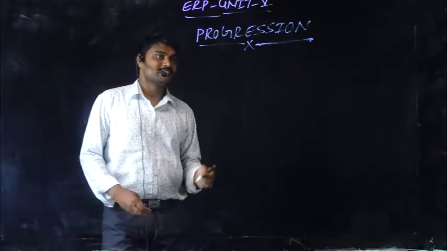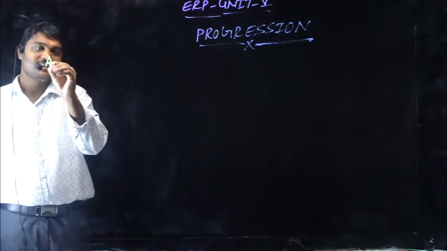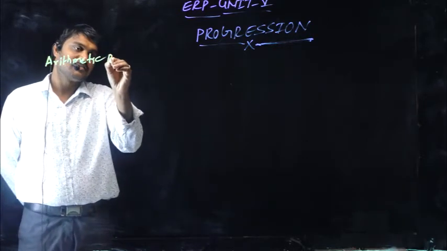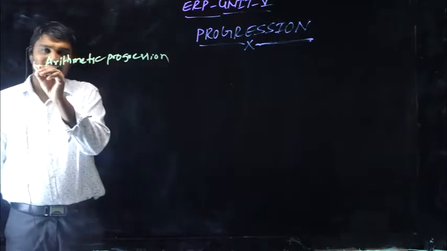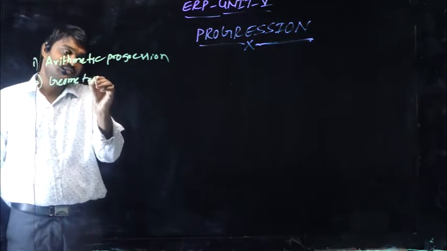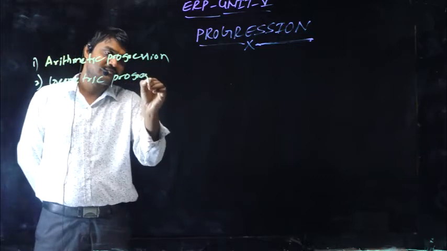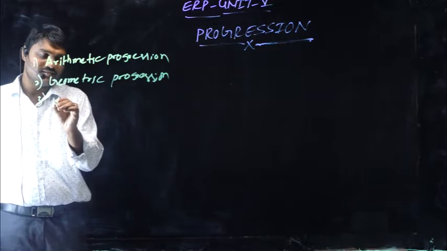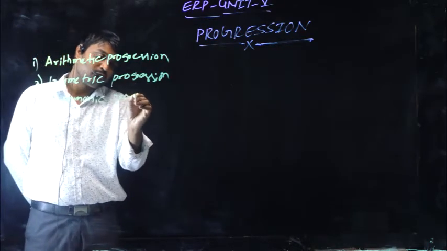So now we discuss progression. Progressions are three types. First is arithmetic progression, second is geometric progression, and third is harmonic progression.